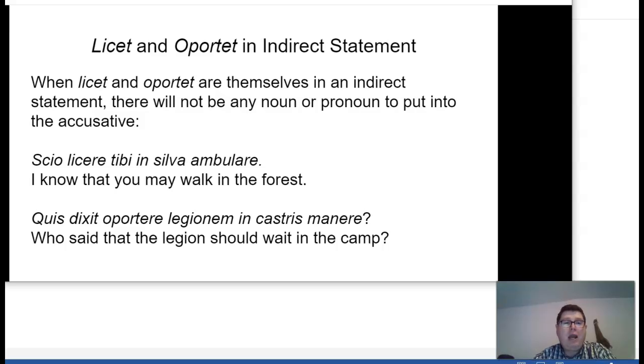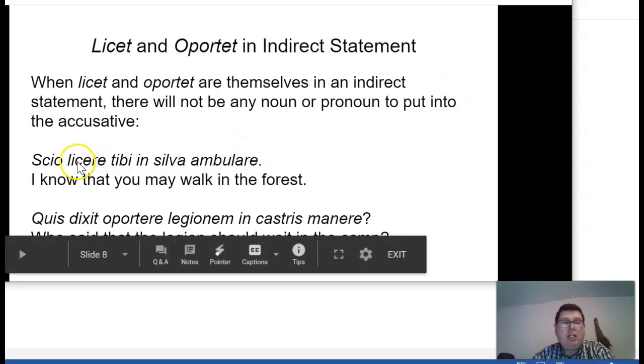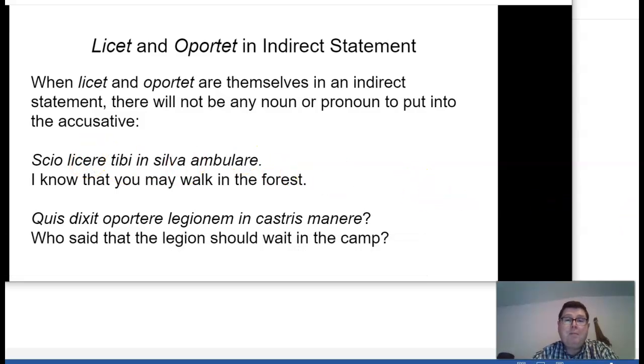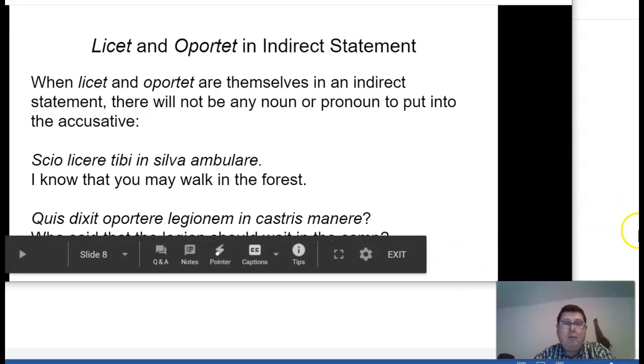But notice how there's no subject accusative here with licere. Okay, I know that it is permissible for you to walk in the woods. You can understand ambulare, this infinitive, as your subject of licere. That will work, but just make sure that you're not looking for some sort of accusative noun or pronoun.